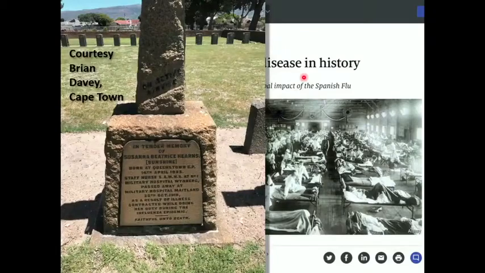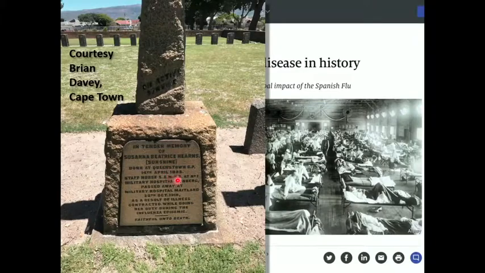And there's something right from here, near at home. Brian Davey in Cape Town subscribes to a Facebook site called Cape Town Down Memory Lane. He had this headstone from the Plumstead Cemetery. And I immediately said, please, please, please, give it to me. And he very kindly did. This memorializes Susanna Beatrice, or Sunshine, Hearns. Note her age of birth.